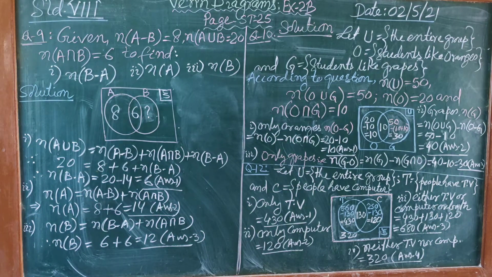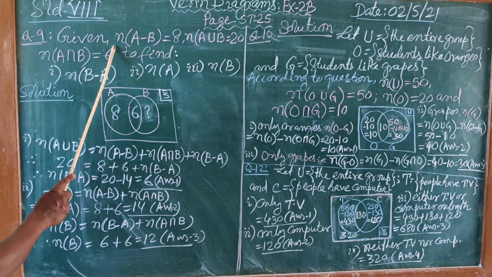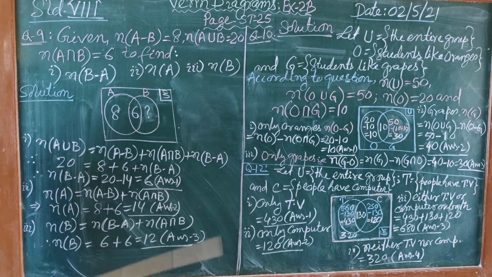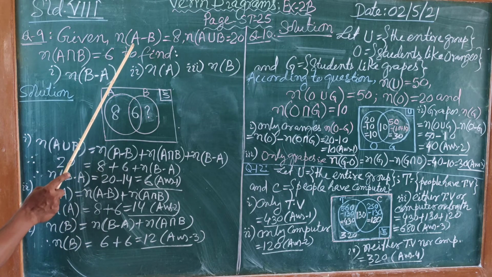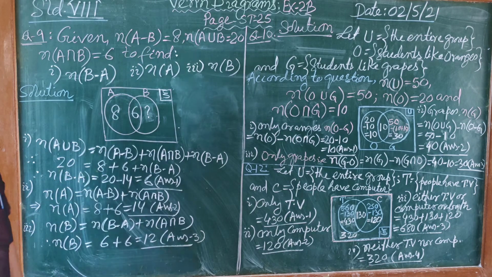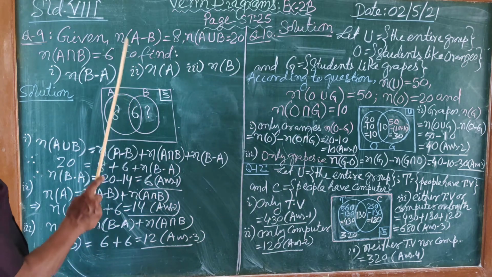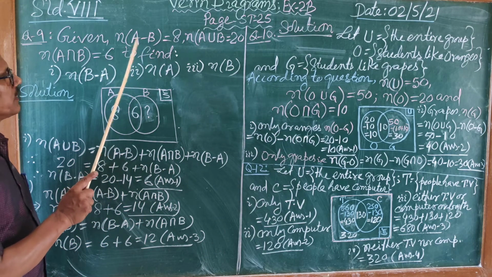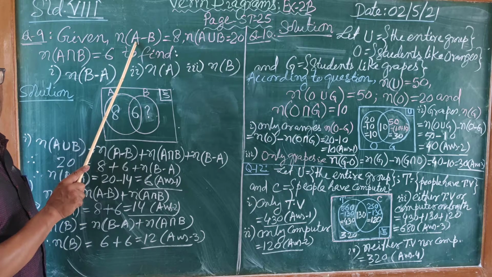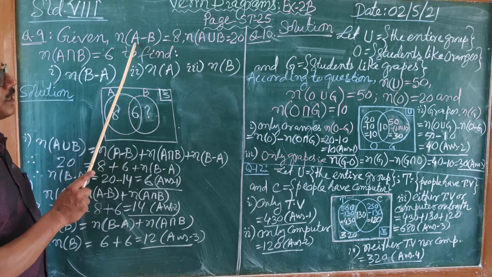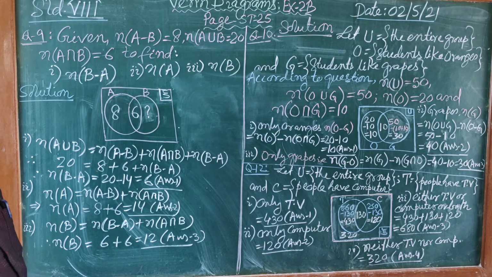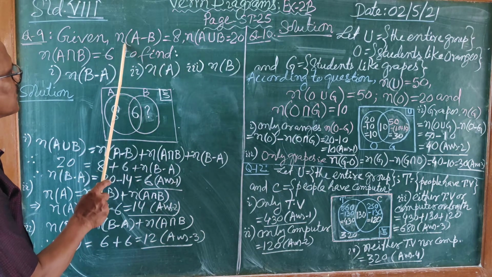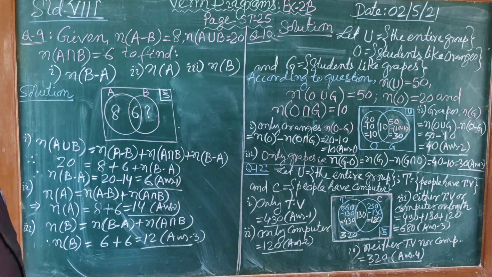Question number 9: what is given to you is that n(A minus B) means the cardinal number of A minus B. A minus B, as you all know, is the elements present in set A which are not present in B. All the elements uniquely present in set A, differing from set B, those many elements. So the cardinal number of A minus B is given to you as 8.